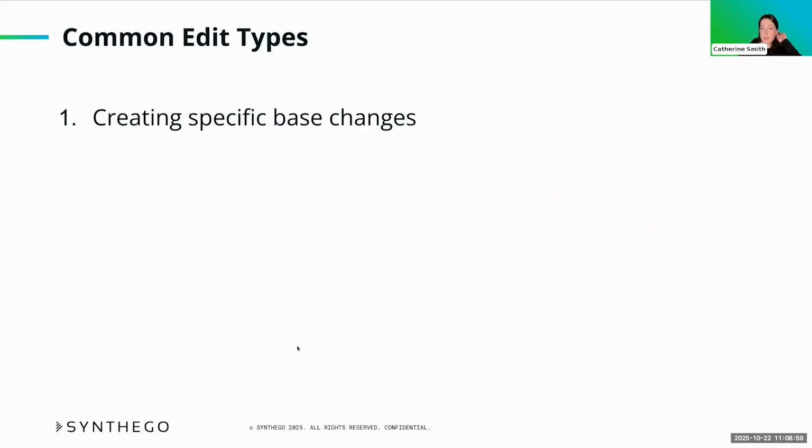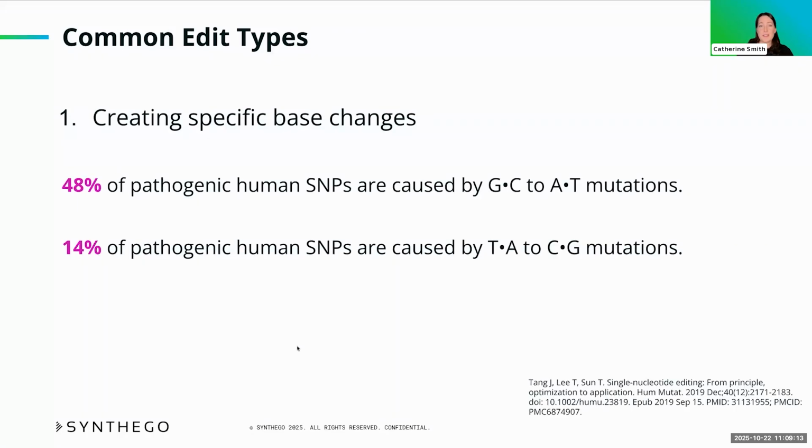An obvious application of base editing is to the creation of specific base changes, such as the creation or reversion of disease-associated SNPs. With cytosine and adenine base editors alone, it may seem like your scope is a little bit limited, but it's important to keep in mind that nearly half of all pathogenic human SNPs are caused by G to A mutations and are thus considered addressable by adenine base editors. Another 14% of pathogenic human SNPs are caused by T to C mutations and are considered correctable with cytosine base editors.